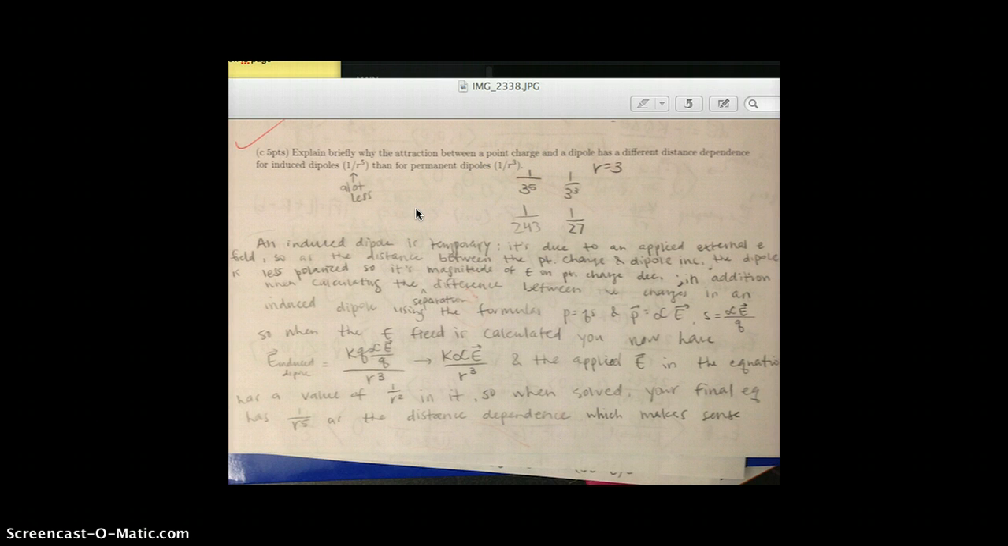So in understanding this, there's 2 ways you can go about it. One, using the formula for an induced dipole and how the separation distance that you calculate for that ends up making the distance dependence a lot more than what it was for a permanent dipole.